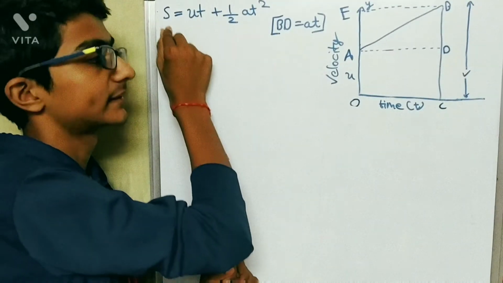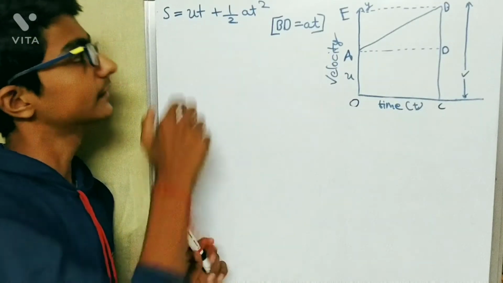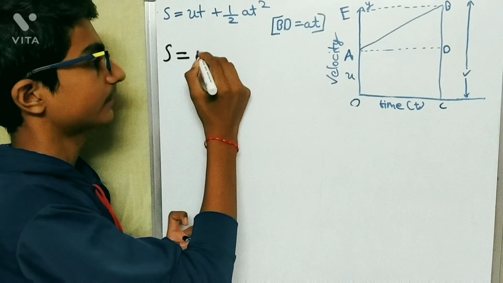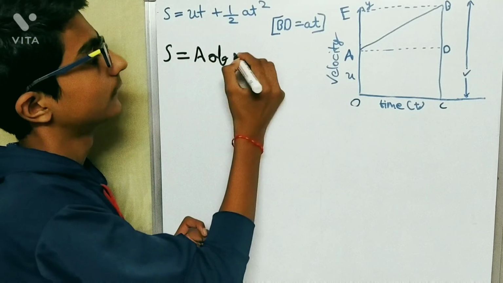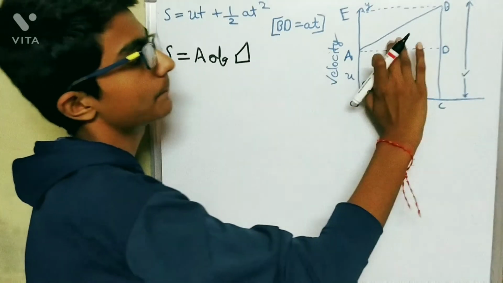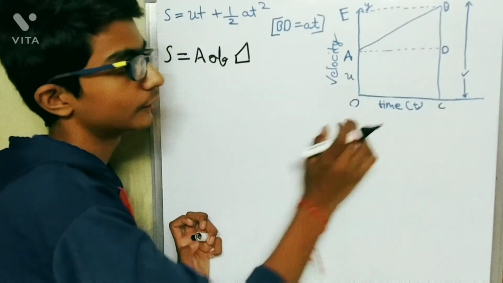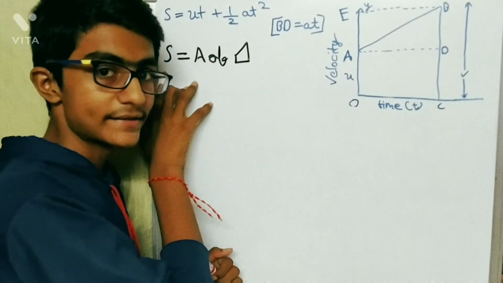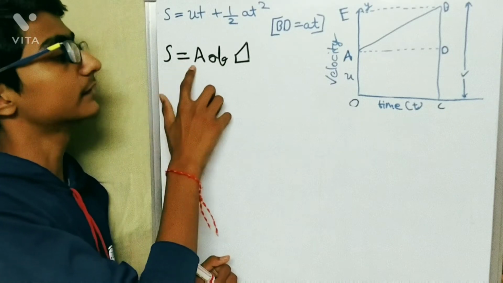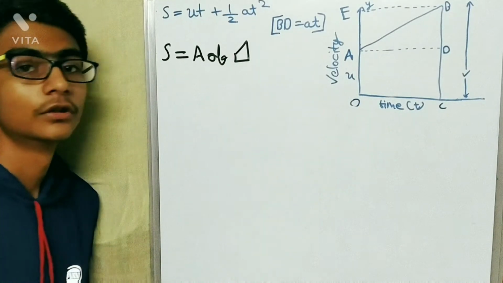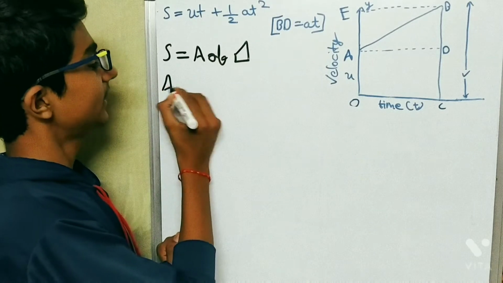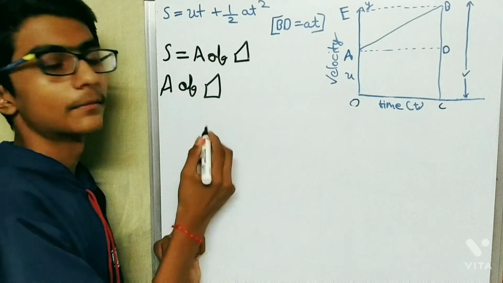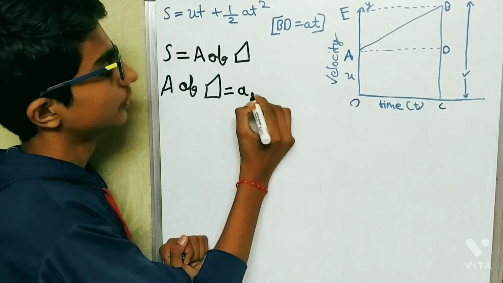So first, S is distance. Distance here is equal to the area of the trapezium. This is a trapezium, ABCO is a trapezium, and distance S is equal to the area of the trapezium. So now we have to find the area of the trapezium. So what is the area of a trapezium?